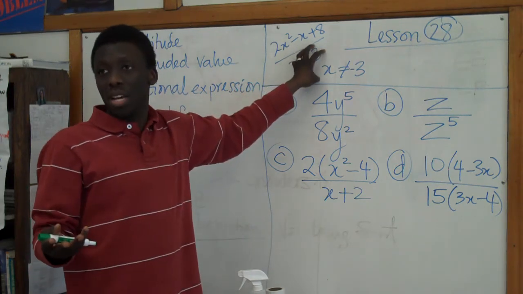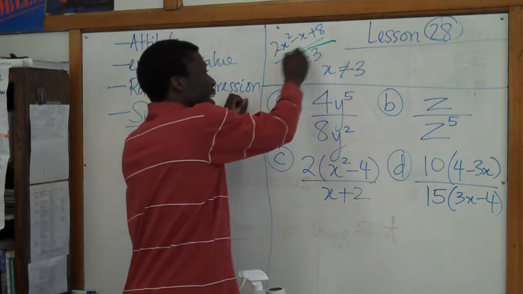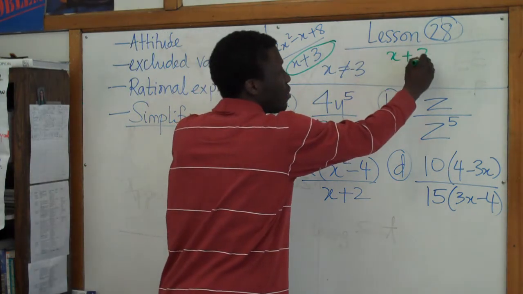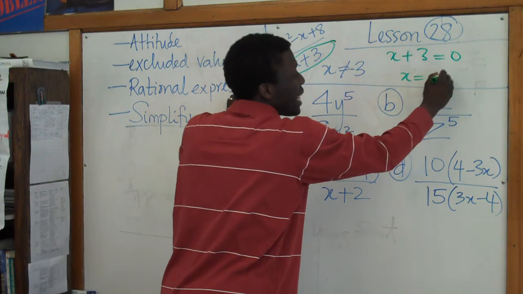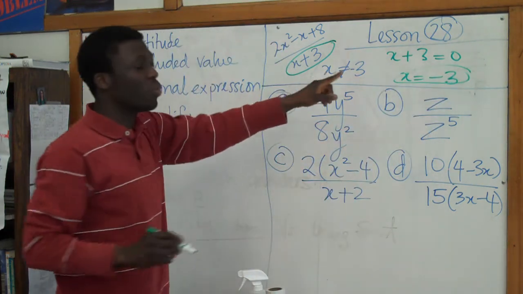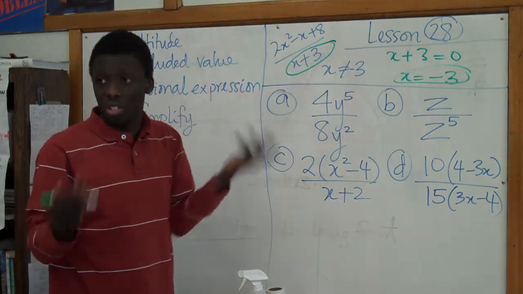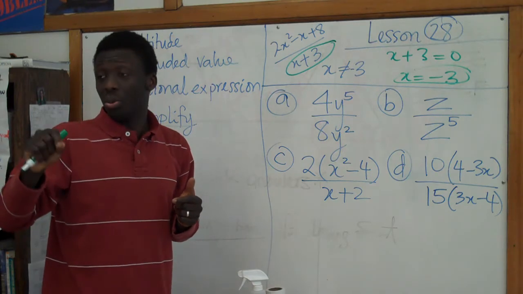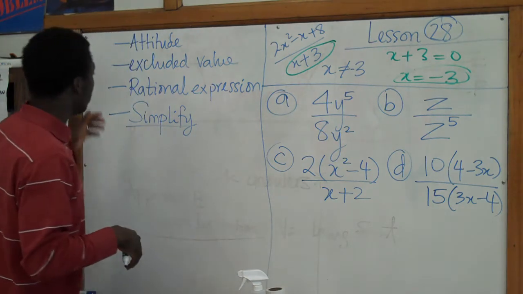So how do we find excluded values? All we do is we set the denominator equal to 0, and then the answer we get is the excluded value, because that's what makes the denominator 0. That value is the excluded value. So make sure you understand that.